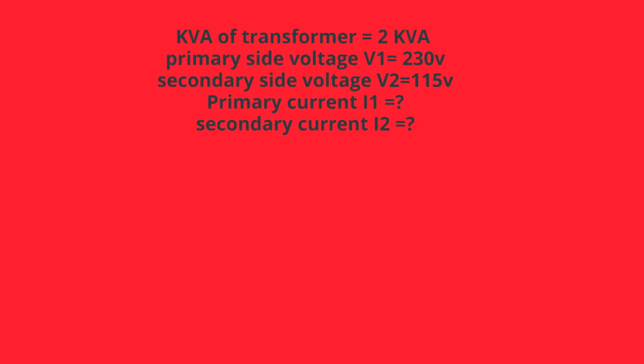And now we will find the primary current I1. Primary current I1 is nothing but kilovolt ampere divided by primary voltage V1. Therefore, I1 equals kVA divided by V1.